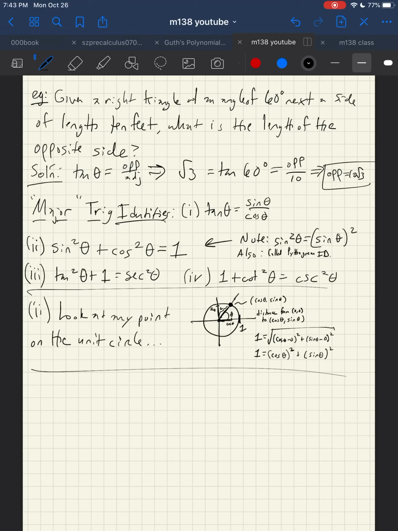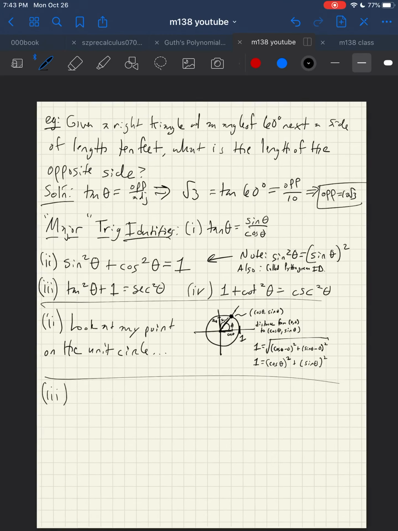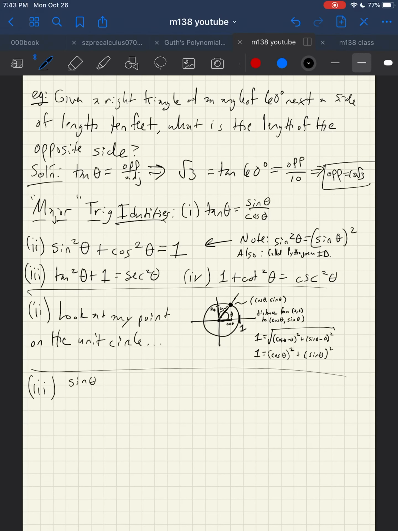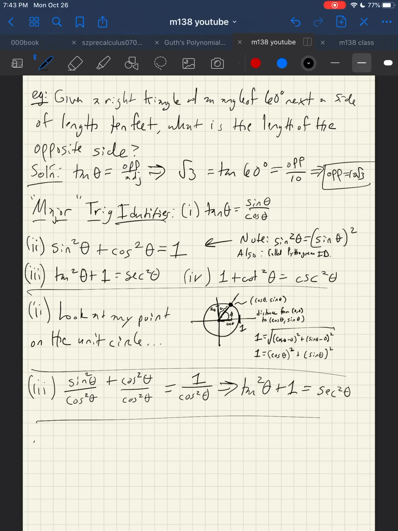Now, how do I get 3 and 4? Well, 3 follows from taking sine squared plus cosine squared equals 1, and I'm going to divide both sides by cosine squared theta. What does this become? Well, sine squared over cosine squared is tangent squared theta, cosine squared over cosine squared is 1, and 1 over cosine squared is secant squared theta. And number 4 is going to follow the same way.